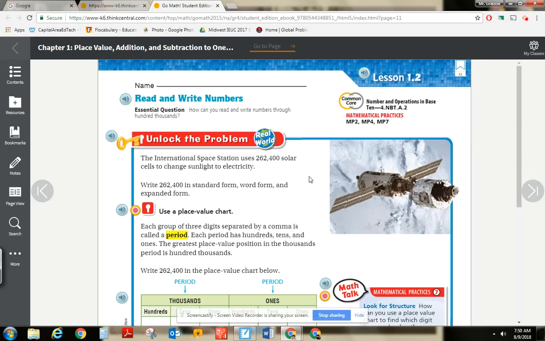Hey, it's Mr. Abel here, and we are going to go through Go Math Grade 4, Lesson 1.2, and this is reading and writing numbers to the thousands place.